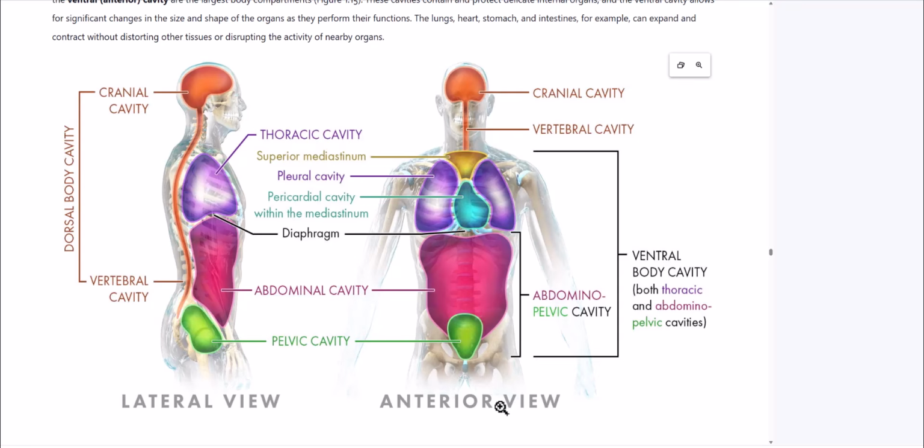From an anterior view, we can see, again, all of these cavities. The purple represents the pleural cavity. Now, the pleural cavity is where the lungs are hanging out. The pericardial cavity is containing the heart. The abdominal pelvic cavity is containing your viscera, your abdominal viscera, your intestines, liver, stomach. All of those organs are in the abdominal pelvic cavity.